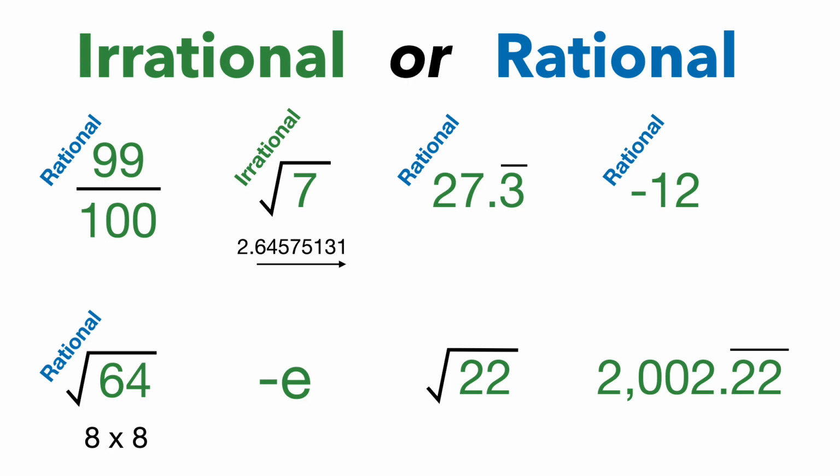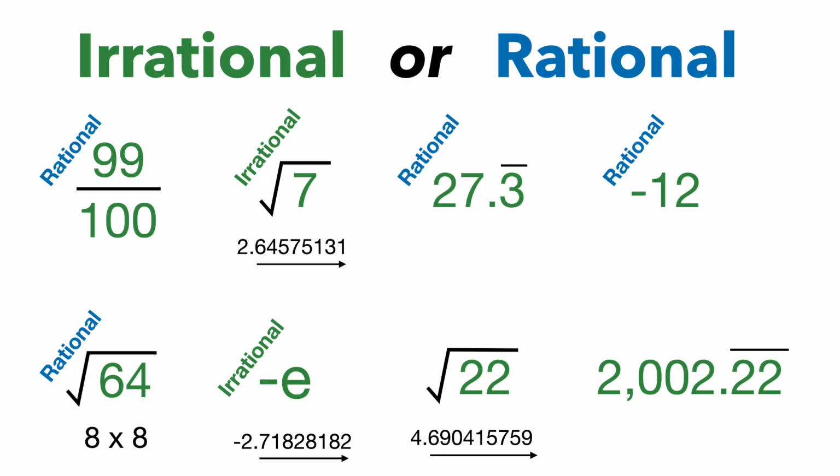Here we have -e. We know that e itself is an irrational number. So -e will give us this decimal that goes on forever here. So that is going to be an irrational number. What about the square root of 22? That is a non-whole number answer that we're going to get. And that number will just keep going on forever without any sort of pattern. So we know that the square root of 22 is going to be an irrational number. And then our last, again, that little dash indicating the 0.22 repeating means that this is going to be a rational number. So I hope this video helped you learn how to identify irrational numbers.